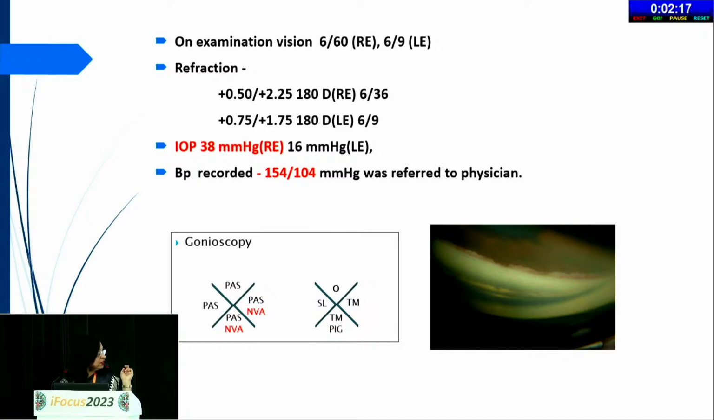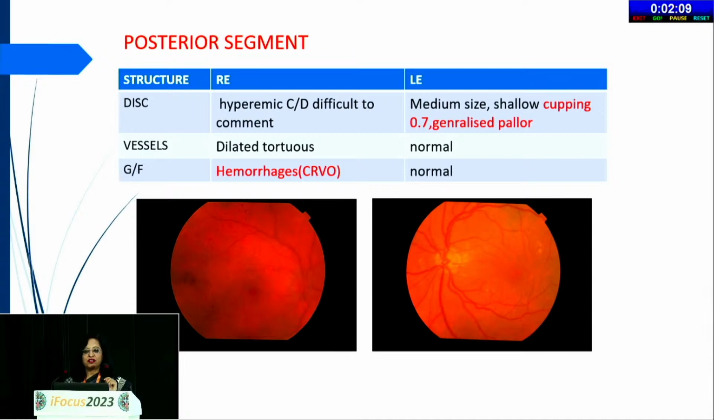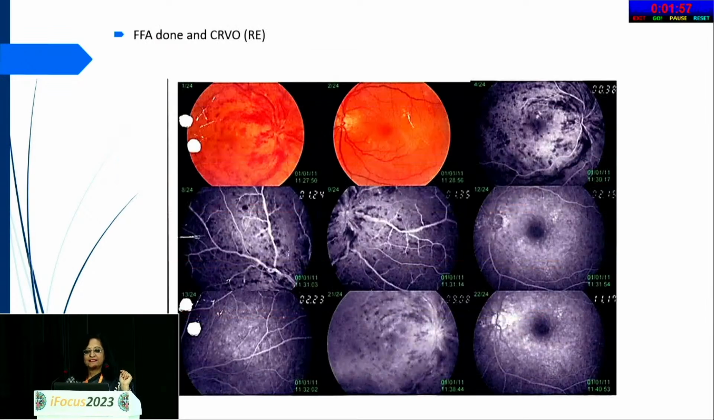You can draw the gonioscopy like this, that you are seeing NVA here. And this is the picture, but the BP was very high. So after the control of blood pressure, you can take this patient for further investigation. So this is the fundus finding, where there are many hemorrhages. The other eye looks glaucomatous cupping, you have read in the morning. And this is the angiogram.